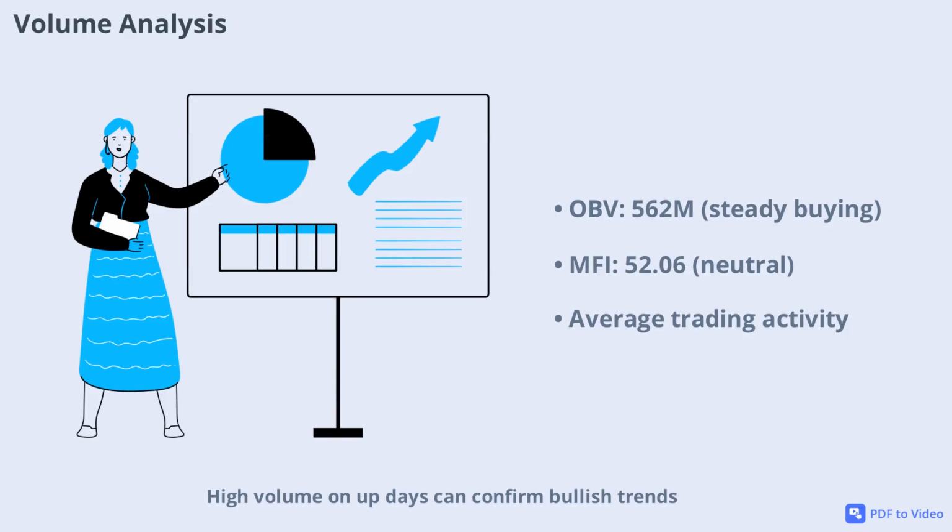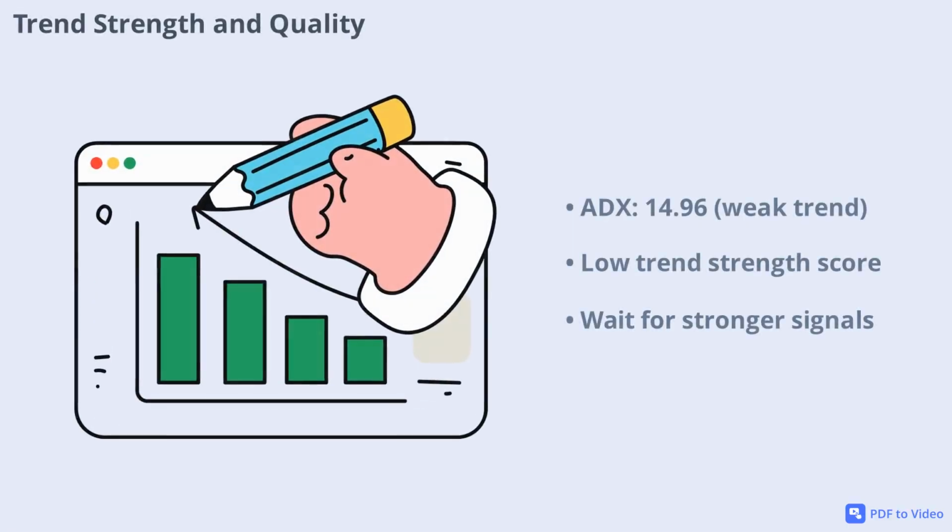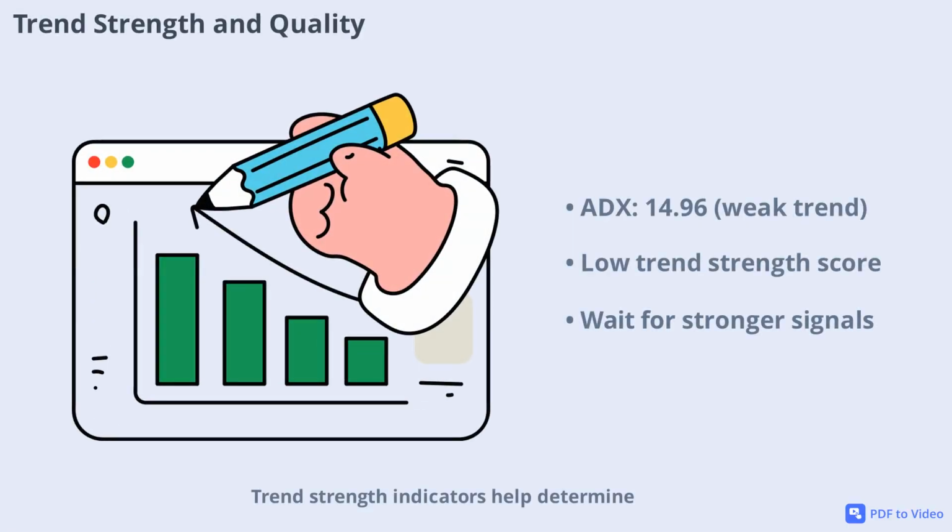High volume on up days can confirm bullish trends, while spikes on down days may signal caution. Let's see how volume supports or contradicts the price action. Trend strength indicators help determine how robust a price movement is. Mu's ADX, average directional index, is at 14.96, which is relatively low and suggests a weak trend.